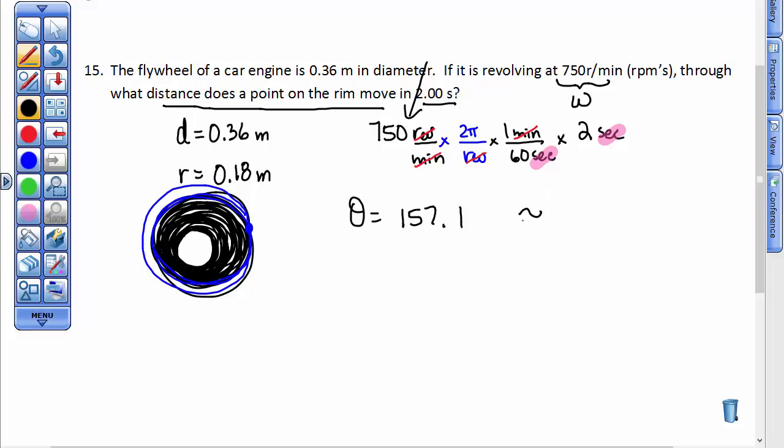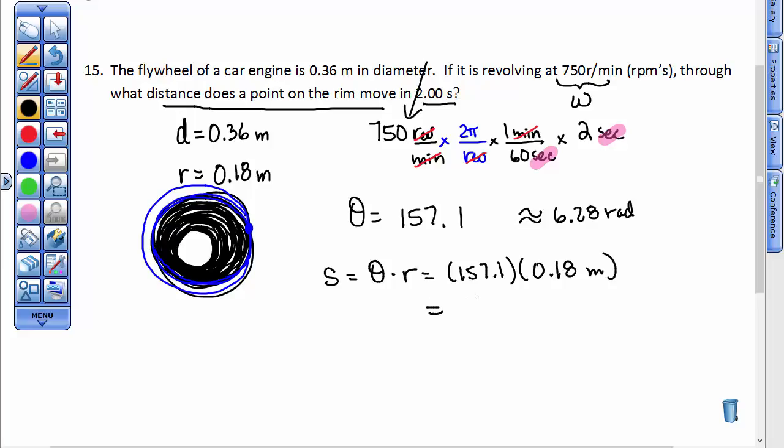Please remember that approximately once around the circle is 6.28 radians. So it goes quite a few times around the circle. But what you need to do, and I need to hustle here, this video is getting a little bit long, to find the distance it travels around a circle, you take theta times r, and theta is 157.1 radians. The radius is 0.18 meters, and when you multiply that together, you get 28.3 meters. A lot more applications of linear velocity when we get into class.